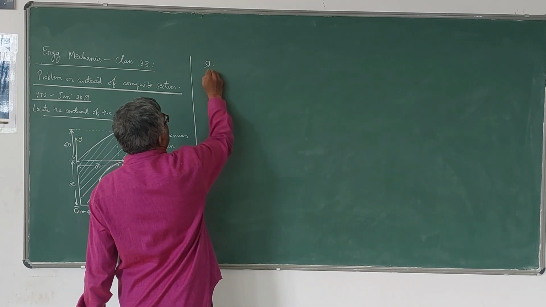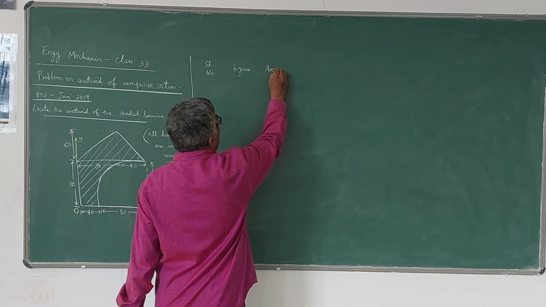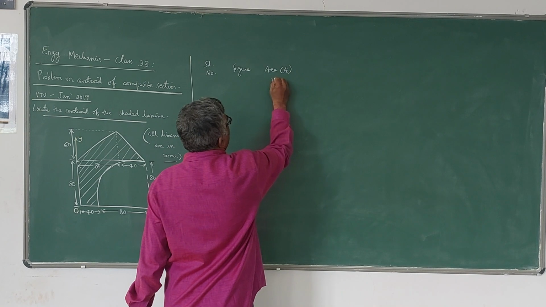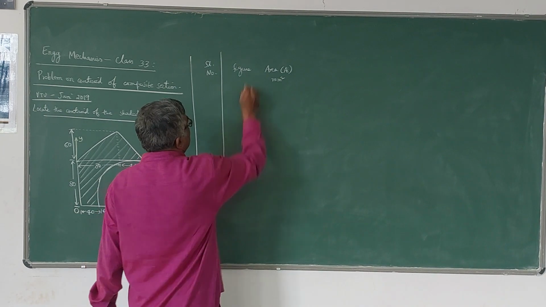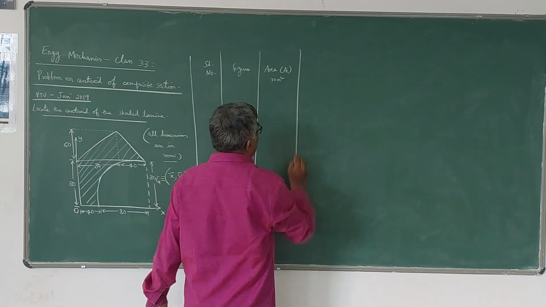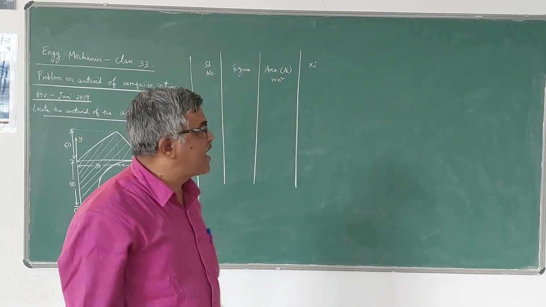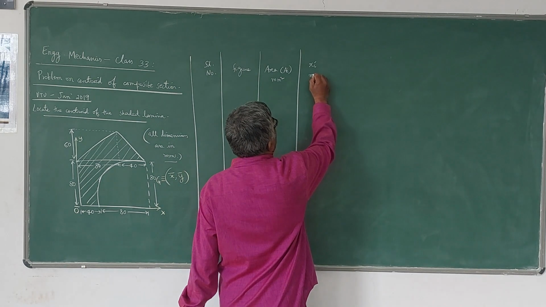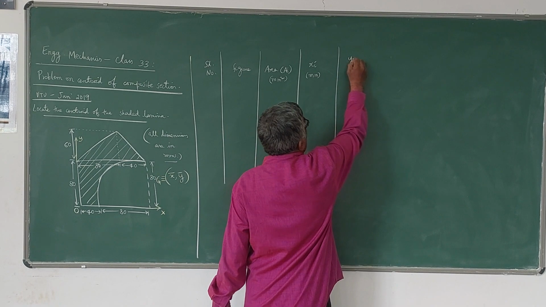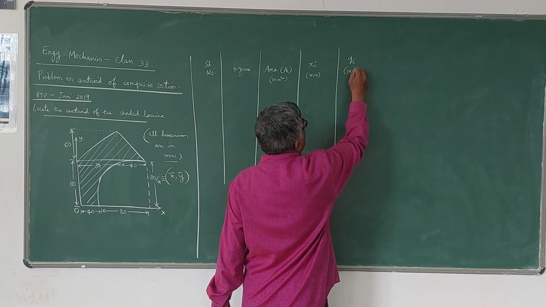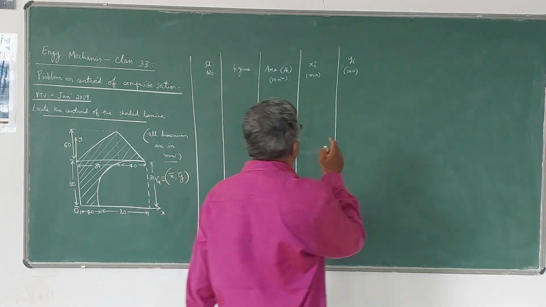So: serial number, figure, area Ai. This area will be in millimeter square because dimensions are in millimeters. Then you have the xi value. xi is the distance of the centroids of the simple sections from the y-axis. The xi value will be in millimeters. Then we have the yi value, which is also in millimeters. The distance of the centroids of the simple sections from the x-axis is yi.